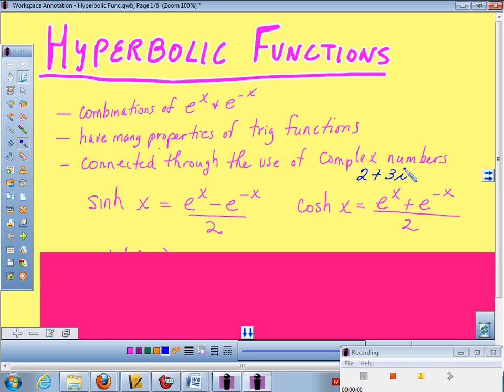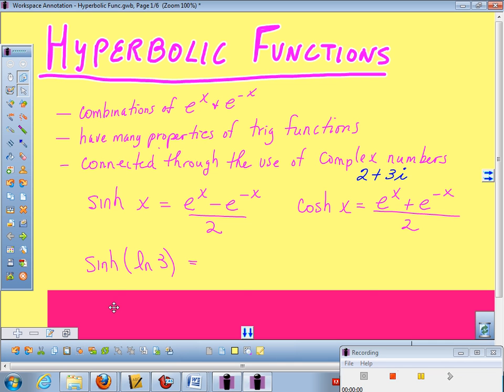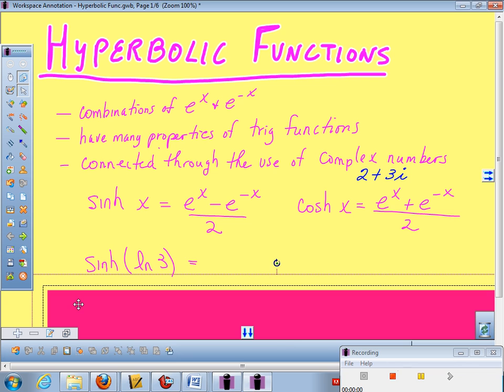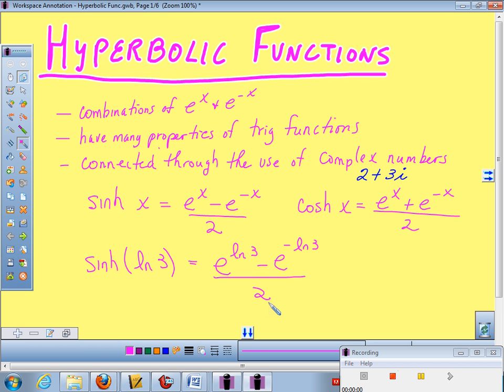Now, what am I going to ask you to do with the hyperbolic functions? At first, you're just going to be asked to evaluate some of them. So I may ask you to evaluate the hyperbolic sine of the natural log of 3. If you're going to do that, I simply want you to take the natural log of 3 and put it into the equation for hyperbolic sine, which in this case would make it e to the natural log of 3 minus e to the negative natural log of 3, all over 2. And then you need to work that out.